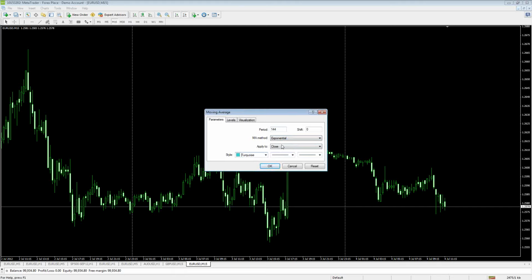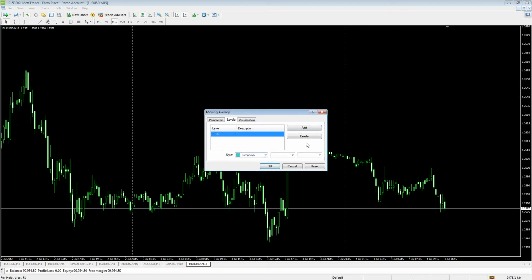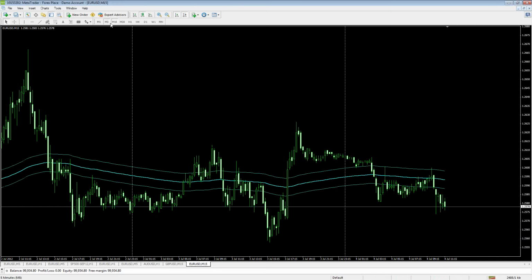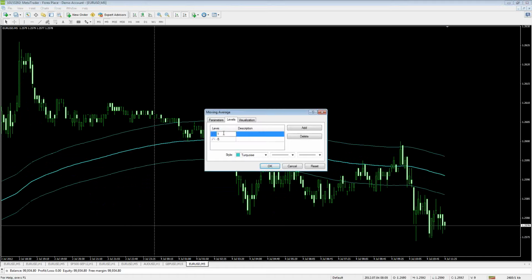Pick your color, it doesn't matter, and I'll make it a bit thicker. You can even add moving averages around it if you want, or just add levels to it. For example, let's add plus 5 and minus 5, and see how it works. I think 5 is a bit too thick, so let's try 1.